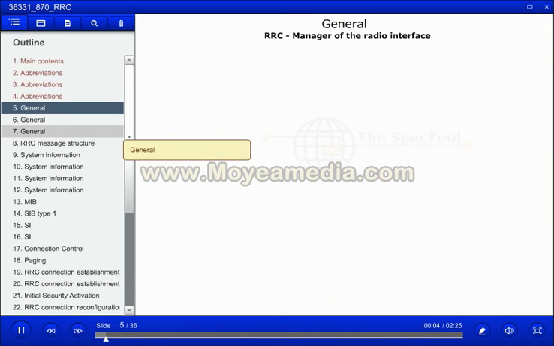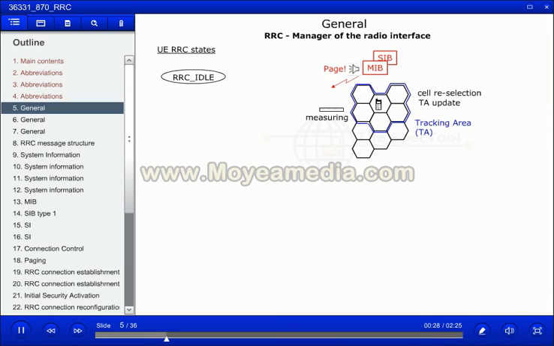The RRC protocol is responsible for managing the radio interface. The UE can be in one of two RRC states. The actions taken by the UE will depend on the state it is in. In RRC idle state, the UE will listen for system information, listen for paging, and perform cell selection based on results from measurements. If the new cell belongs to a new tracking area, the UE will perform a tracking area update. Hence, UE location is known on tracking area level.